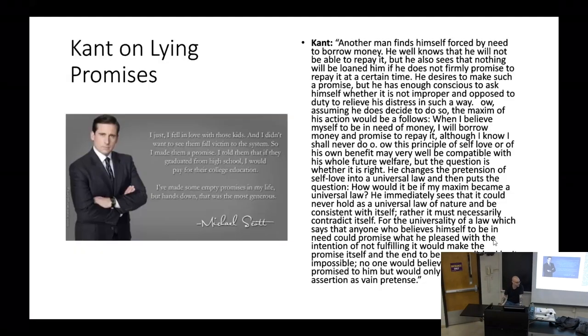So there's our formal contradiction, right? Now he adds a layer to this. He also says, and the end to be accomplished by it would be impossible. No one would believe what was promised to him, but would only laugh at such an assertion in vain pretense. If everybody lied to get a loan, promising to repay the loan would cease to be a way of getting a what? A loan, because no one's going to trust anybody. Right? So we got the formal contradiction, then we got the undermining of our goal when universalized as well. So again, formal contradiction is driving that.